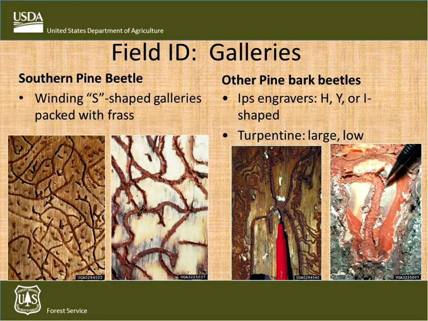Probably the easiest way to identify whether you have southern pine beetle versus Ips or black turpentine beetle is to peel back some of the bark from a tree that's been attacked and look at the gallery patterns made underneath the bark by the different beetles. Southern pine beetle make an S-shaped or serpentine gallery under the bark, and it's usually packed with frass. The Ips engraver beetles make what we call an H-shaped or Y-shaped gallery under the bark, and right here where I'm pointing is what we call the nuptial chamber.